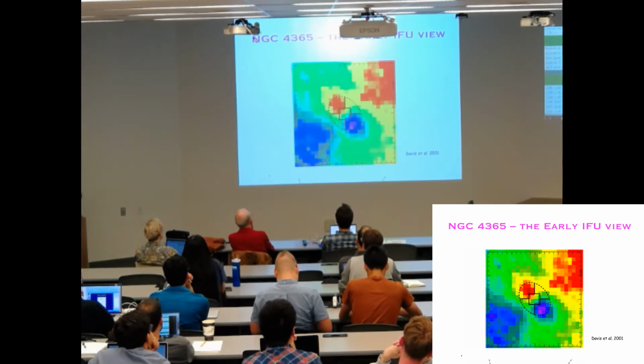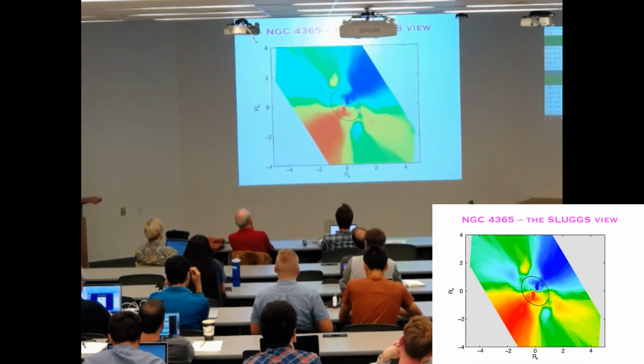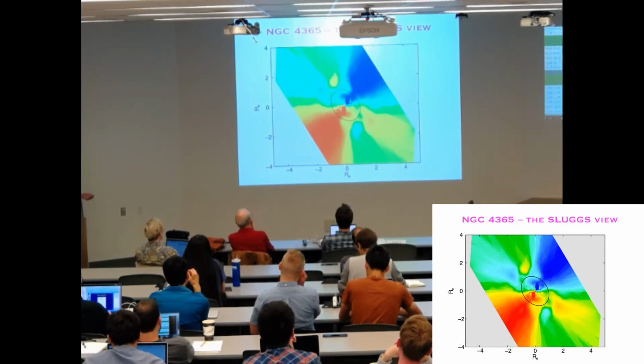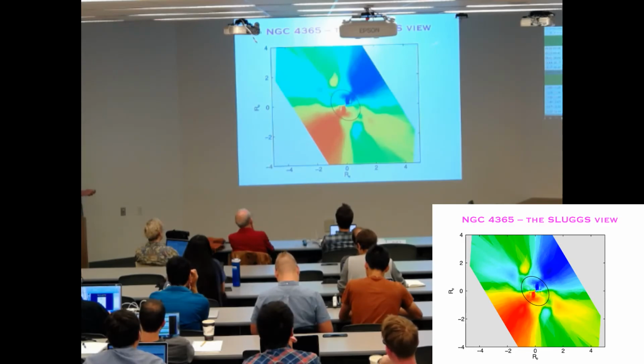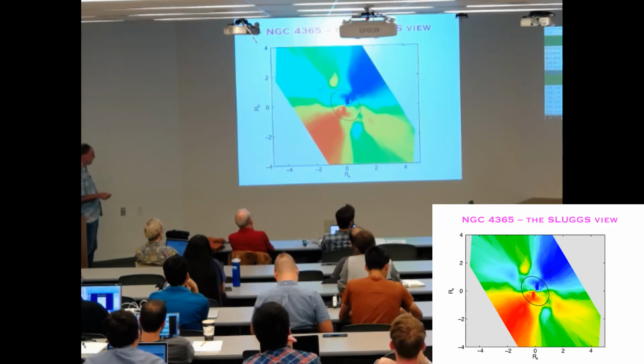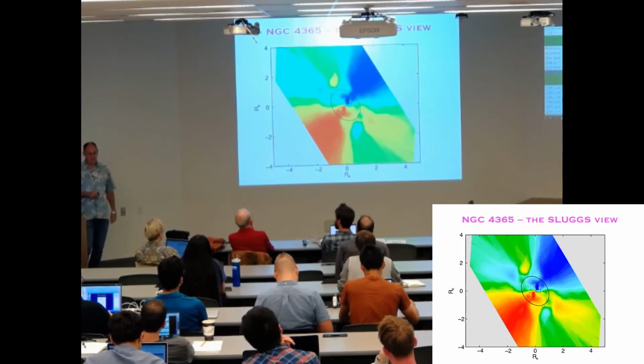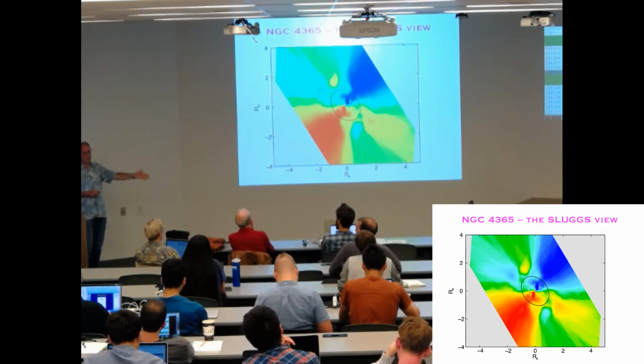So here's the SLUGGS view, and those of you at the back may not be able to see this, but that's the whole point. So that's that little core doing that in the SLUGGS view, and now we can see that indeed most of the galaxy is rotating along this axis, which is not along the major axis. So if you like to think about it, this galaxy is rolling rather than rotating.